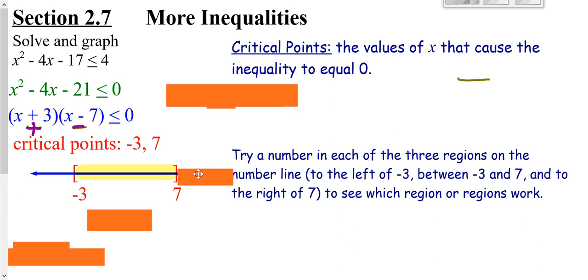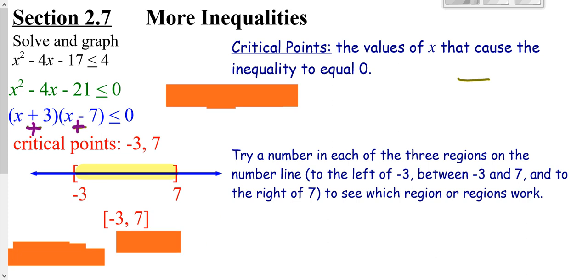I could try a number to the right, like 8. I could even try 8 billion if I wanted, but 8 plus 3 is positive. 8 minus 7 is positive. Positive times a positive is a positive, which does not work because I want something less than 0, so I'm not going to shade. Now I'm going to write my answer off of my number line. Square bracket, -3, 7 with a square bracket.